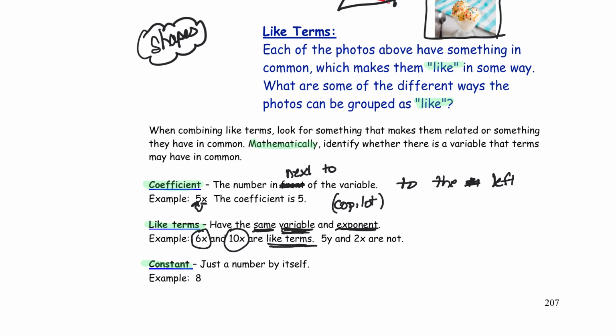In this example here, 5y and 2x are not like terms. Why? Because they have different variables. The variables are different. So you can just put that in your notes. And lastly, a constant is just a number by itself, simply 8. Let's go on to the next page.